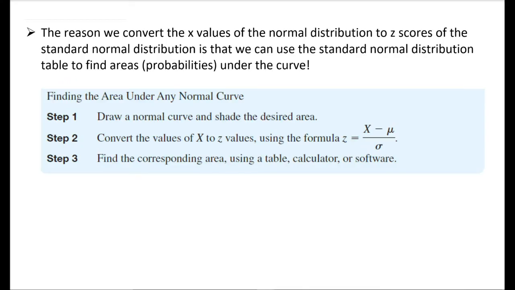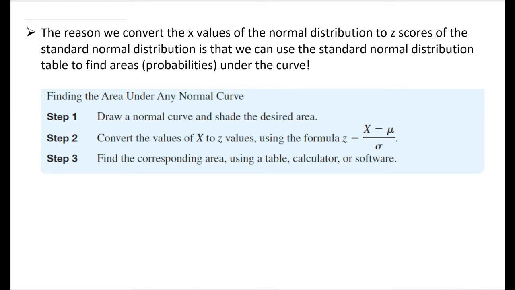All right, so now you know the correlation between the x value and the z-score. The reason why we convert the x values to the z-scores is because the standard normal distribution, which is the z-scores, uses that table in order to find the areas under the curve. So you could take any normal distribution, convert it to the z-score, and use the z-score to find the area under the curve. So how do we find the area under the curve?